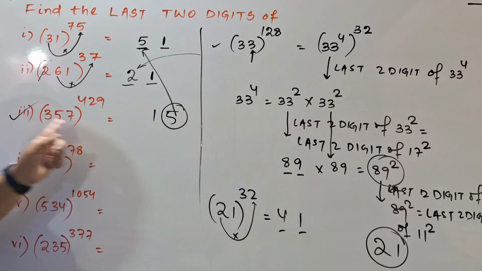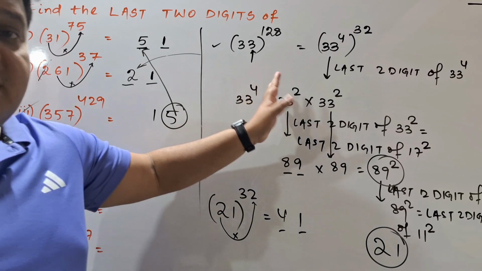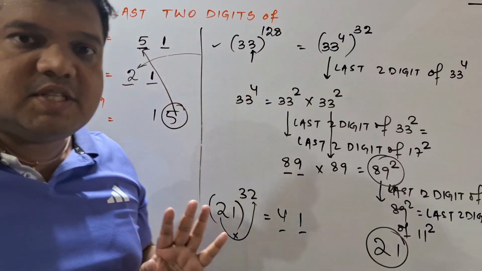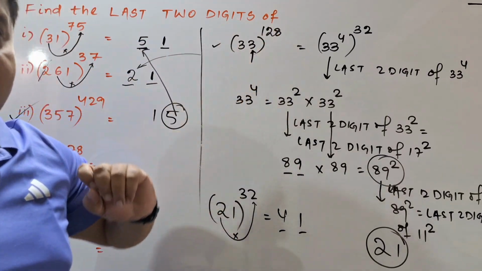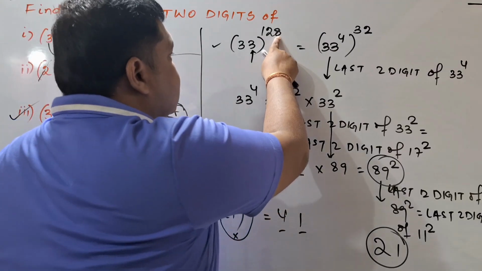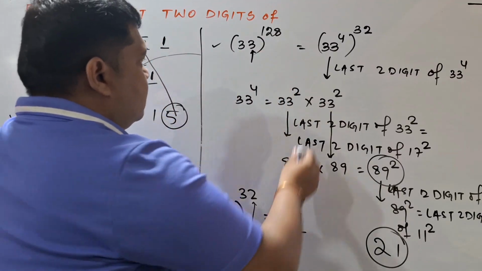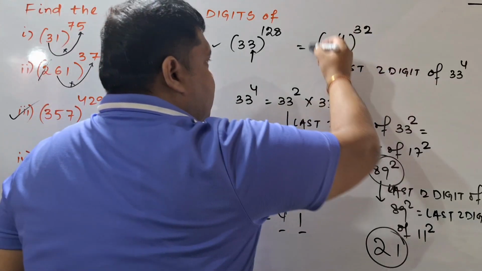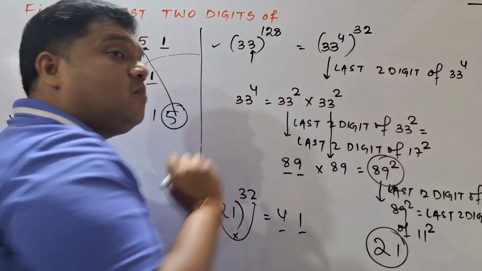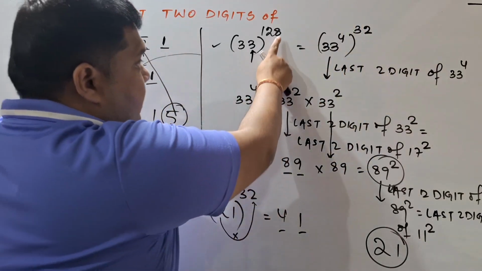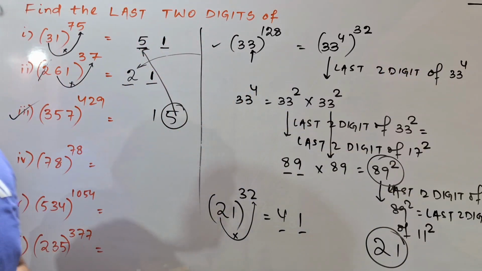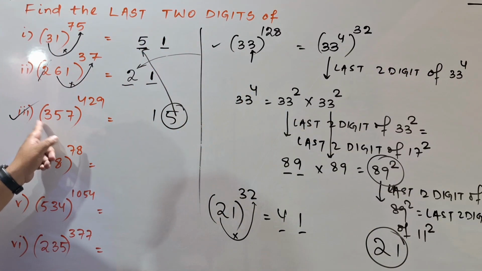Here we do this so that you can understand. Suppose the power is not divisible by 4, then you do a modification. Suppose here 129 is present, so what do you have to write? 33 to the power 4 to the power 32, if you multiply, you get 33 to the power 128, but here 9 is present, which means you again multiply by 33. Have you understood now? In this way we handle this one.